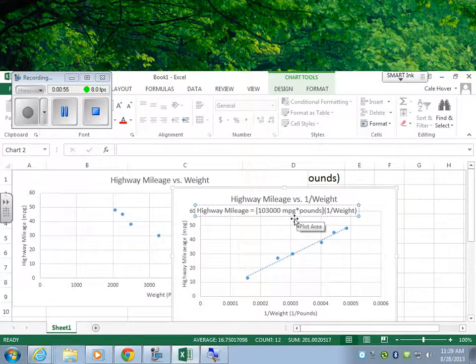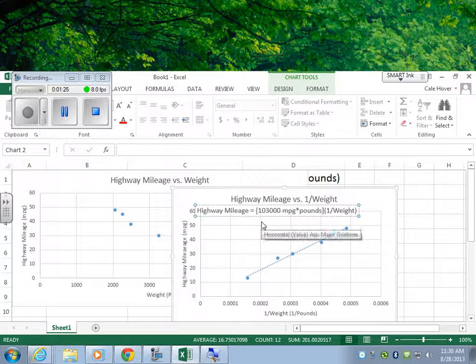Now the advantage to putting it that way is if you think about how you would use this equation, if you plugged in a weight value here and took the inverse and multiplied by this coefficient, pounds would cancel. You'd be left with miles per gallon as your unit when you multiply this coefficient times the inverse of some weight. And you could do that for any weight vehicle, and this model predicts what the highway mileage would be. Okay, so that's the usefulness of doing this.